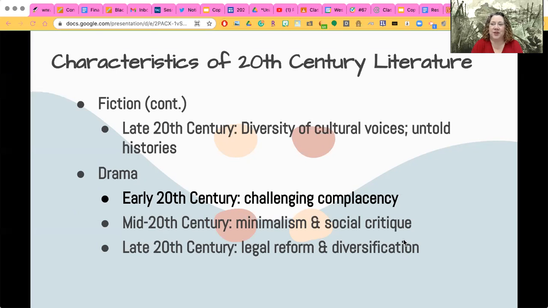Up until the 50s, 60s, most of literature you could characterize as kind of depressing. Late 20th century, talking about some legal reforms, talking about human rights, diversification. You can see that directly coming out of some of the American movements that happened in the late 20th century, how we can equalize people in society.